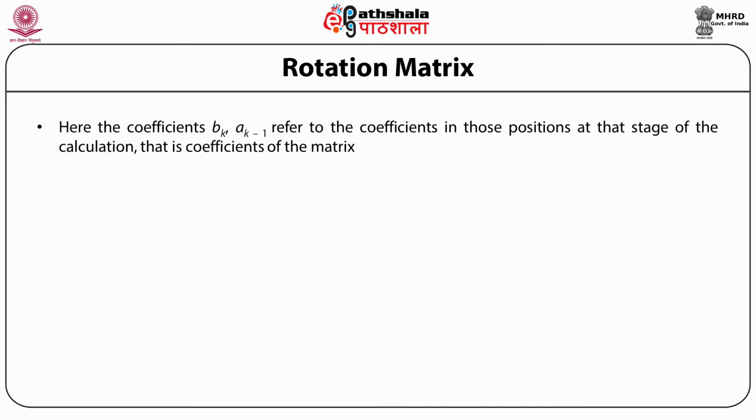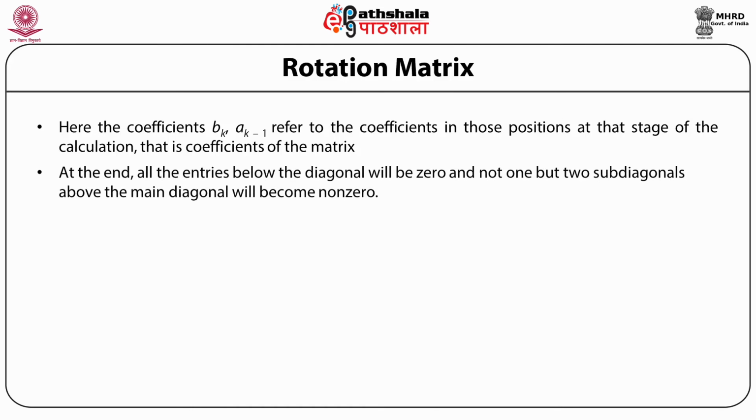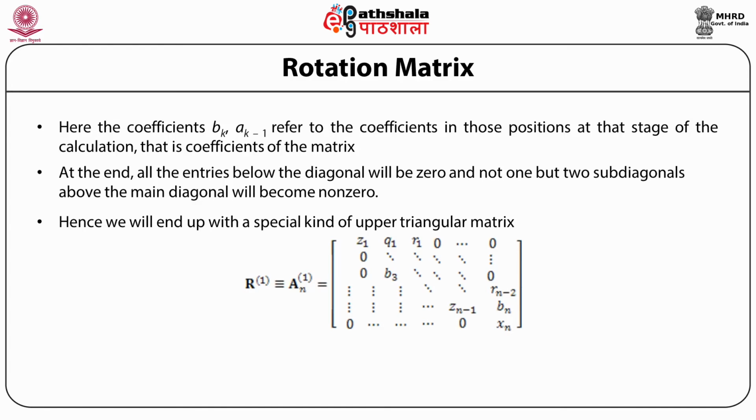Here the coefficients bk, a(k minus 1) refer to the coefficients in those positions at that stage of calculation, that is, coefficients of matrix Ak^(1) equals Pk into P(k minus 1) up to P2 into A^(1). At the end, all the entries below the diagonal will be 0, but two superdiagonals above the main diagonal will become non-zero. Hence, we will end up with a special kind of upper triangular matrix, where R^(1) equals An^(1) equals the matrix shown on the screen.